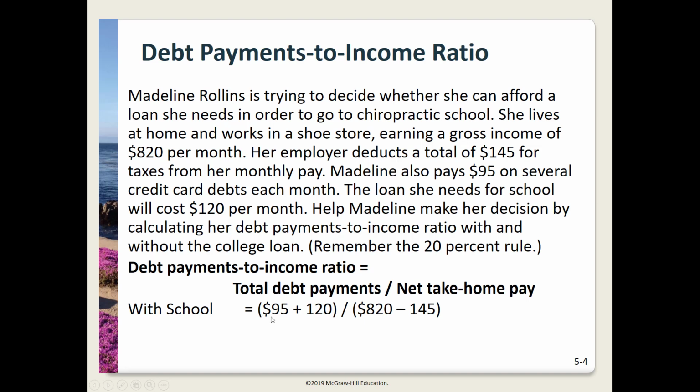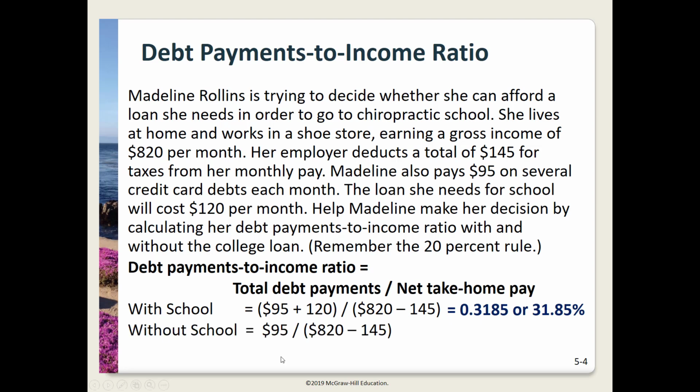The $95 is the credit card debts. The $120 is the school loan. And then we'll divide that by the net take-home pay. Again, our net take-home pay is our gross minus any taxes. So our gross was the $820, and the taxes that her employer deducts is the $145. So you'll notice the parentheses because order of operations matter. So when I add these two numbers up and subtract these two numbers and then divide, we get 0.3185 or 31.85%.